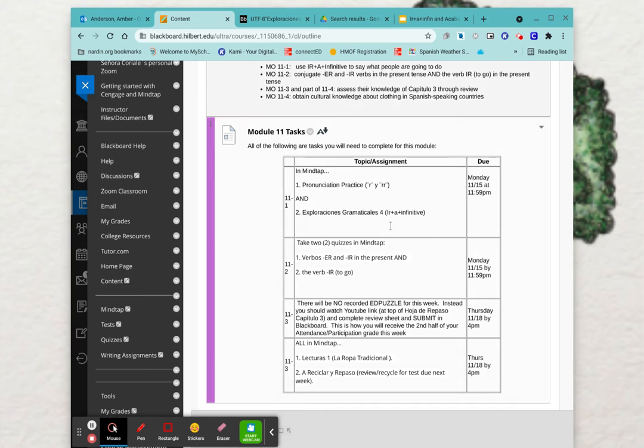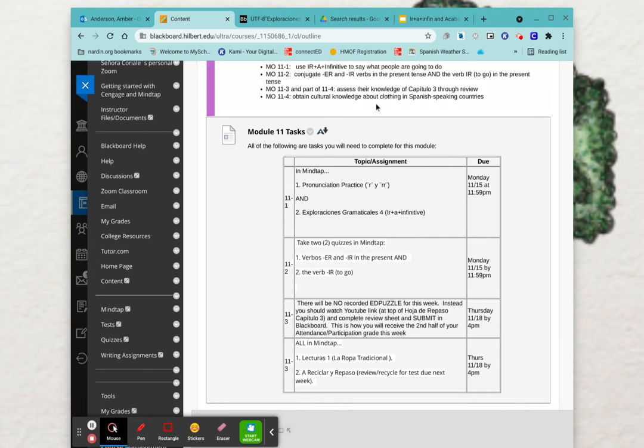And then Tuesday, we'll talk more about what's going on for Thursday, the 18th. But that is the schedule for this week.